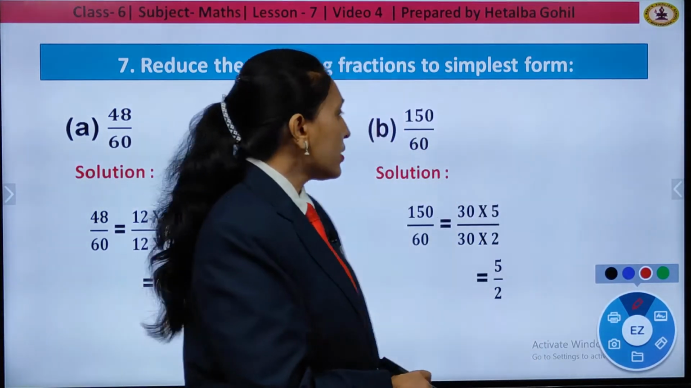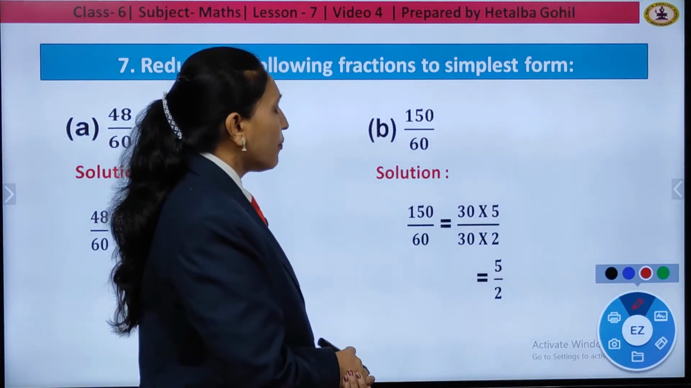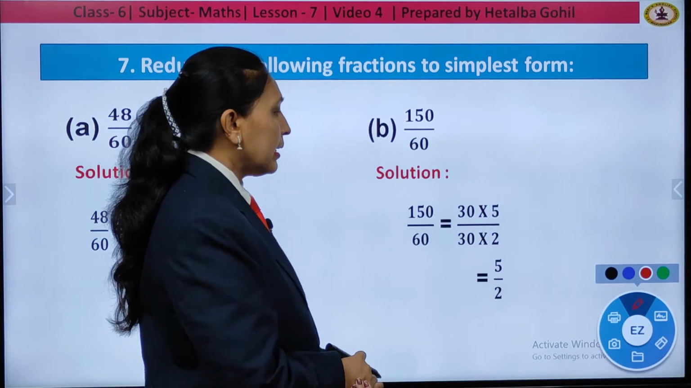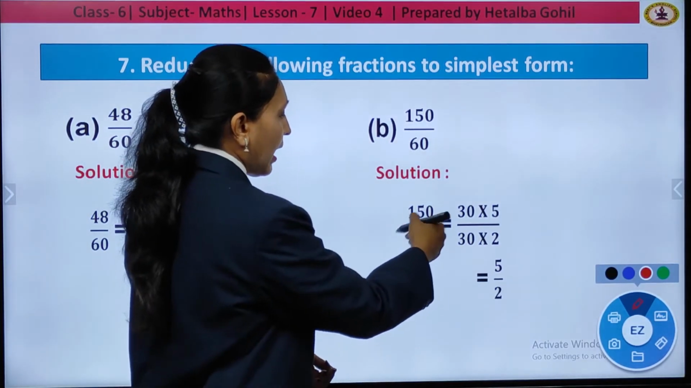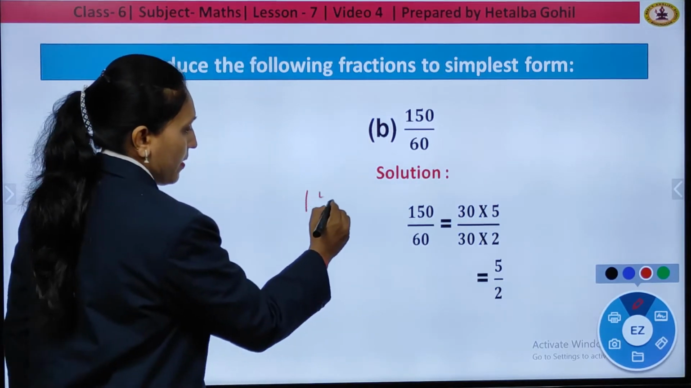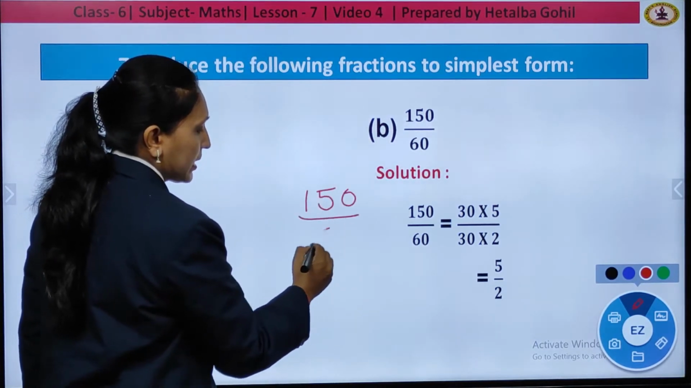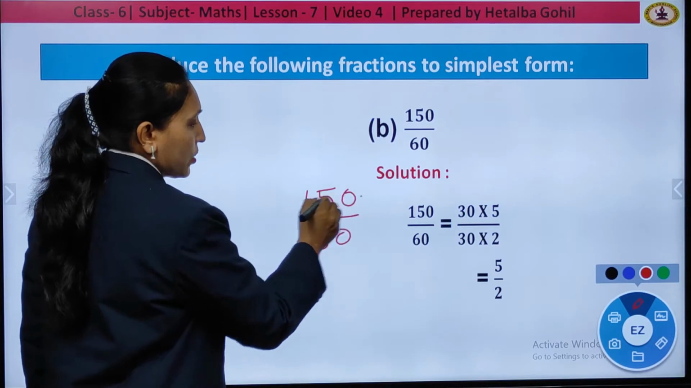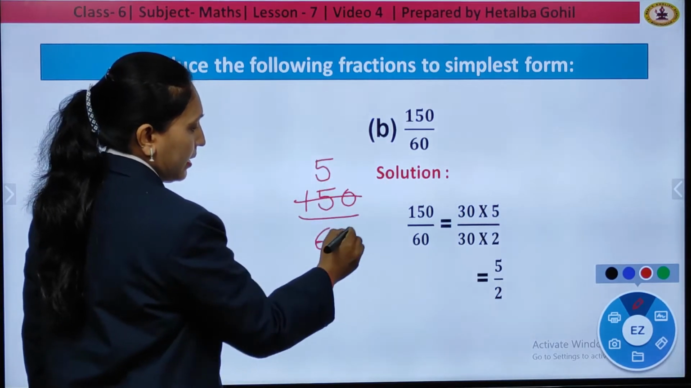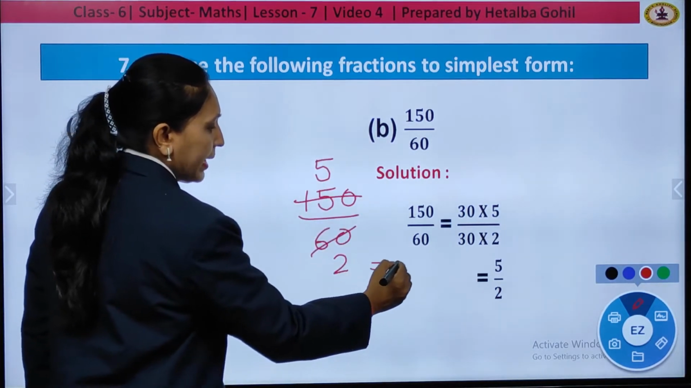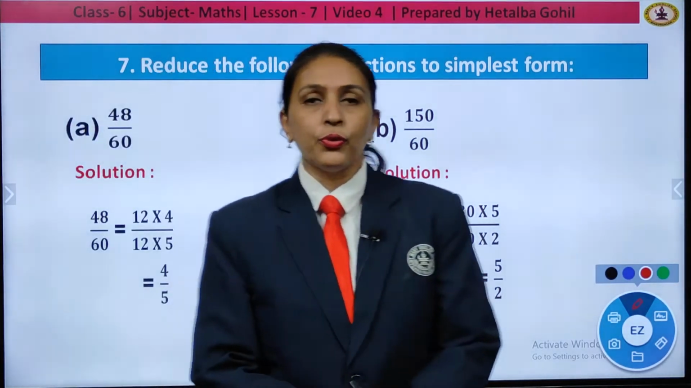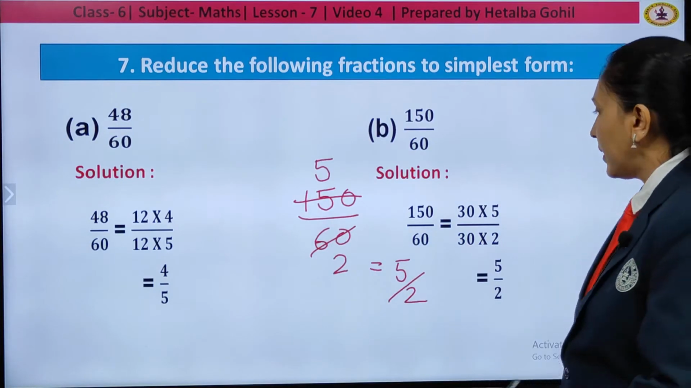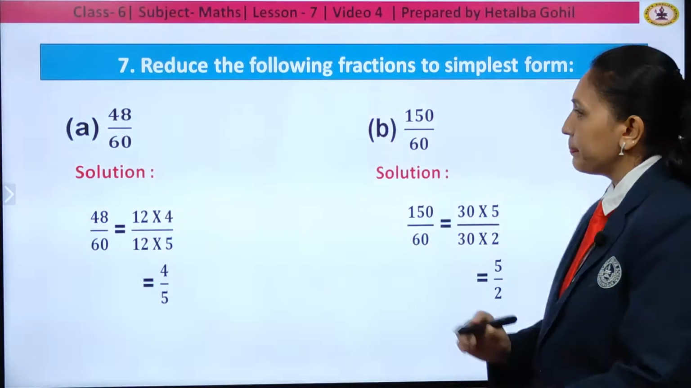Here also, children, the second one we have is 150 by 60. Here I have taken the common factor directly as 30. If you want I can do 150 upon 60. Okay. So 30 5s are 150, 30 2s are 60. So I will get my answer directly here as 5 by 2. So if you don't understand the direct cutting method, get the prime factors and reduce them.